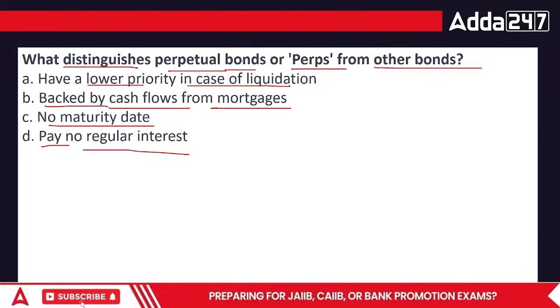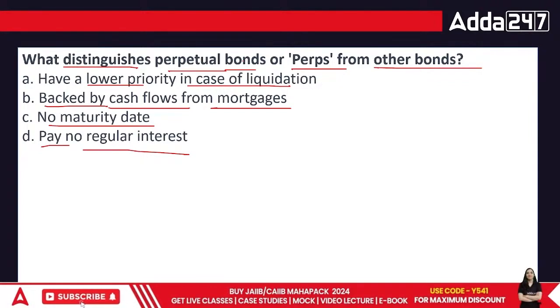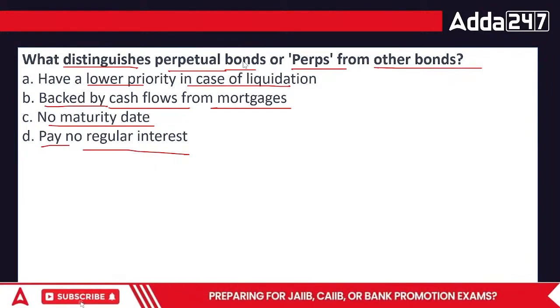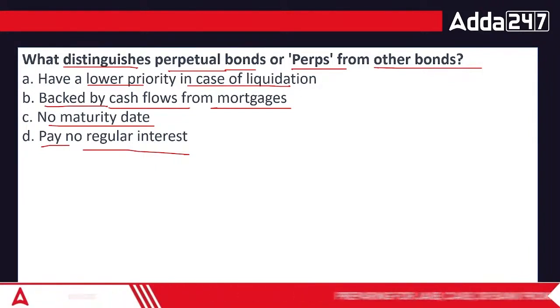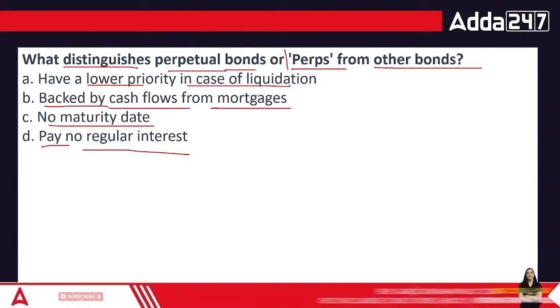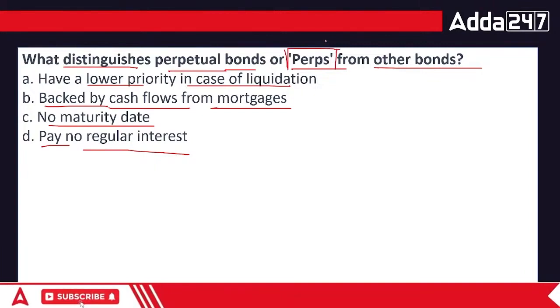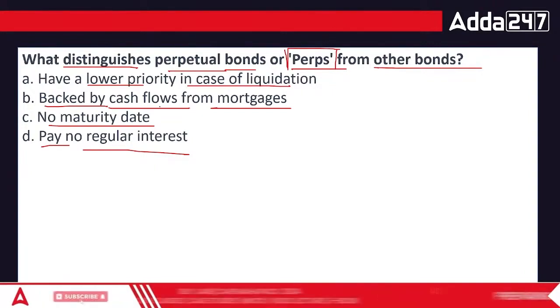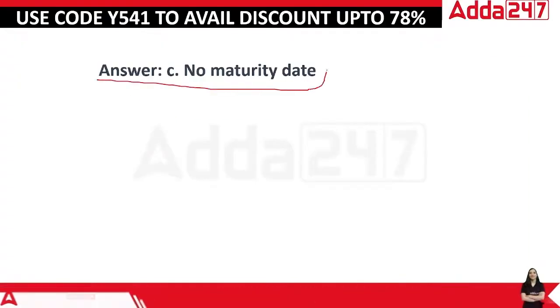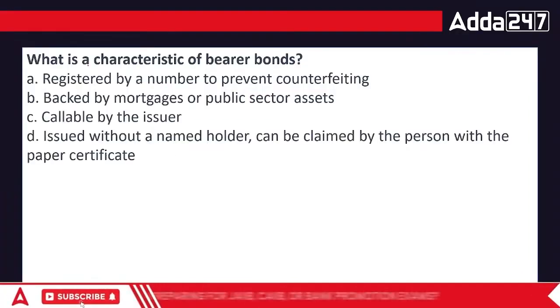They have a low priority on liquidation? No. These kinds of organizations have been defined in a specific way, that till the time the organization is alive, these bonds are not paid. These are called perps. So when we define perps, how can we specify it? Perps have no specific maturity date.